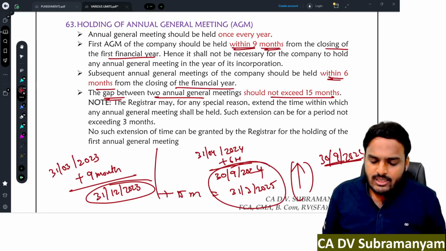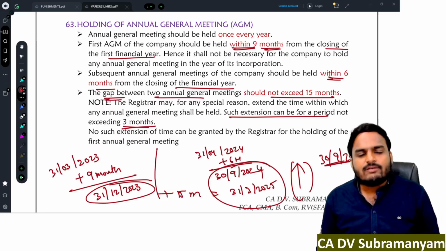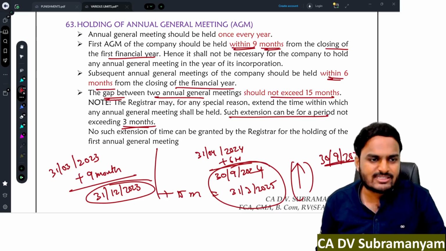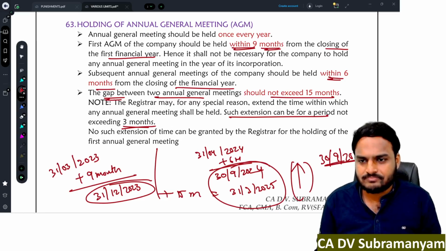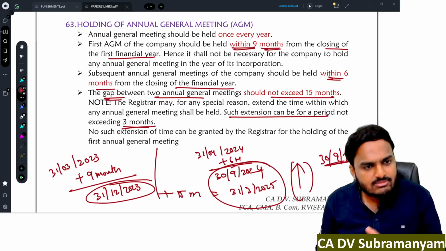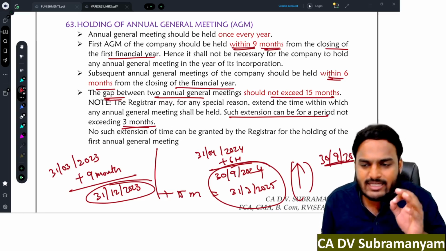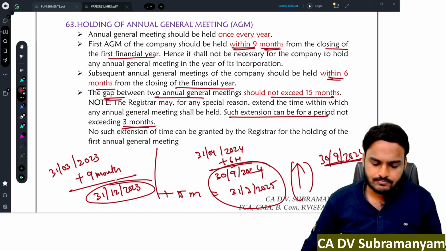Okay. Next one, extension of date of AGM is possible only for subsequent AGMs but not for the first AGM. For the first AGM there will be no extension. We have given already sufficient time, so no extra time. Coming to subsequent AGMs, yes, 3 months extension is possible and the ROC has power to extend subsequent AGMs by 3 months.